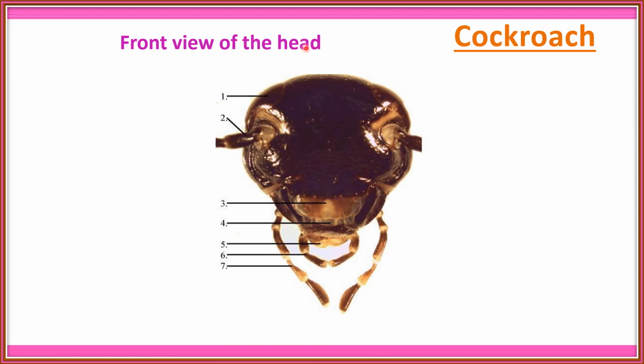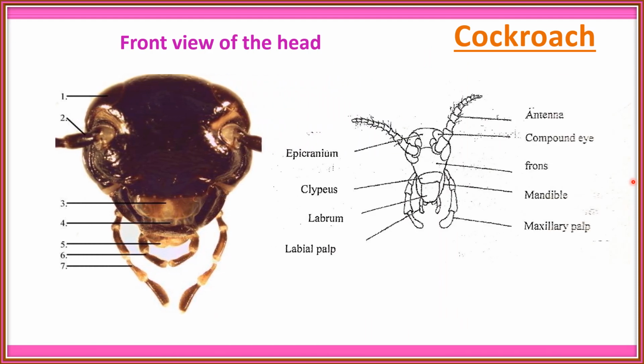Then the front view of the head. We can see the different parts. In the front view, you will be able to see the epicranium, this part here. You will be able to see the antennae. The antennae have been cut off, they are here. Then you will be able to see the frons.